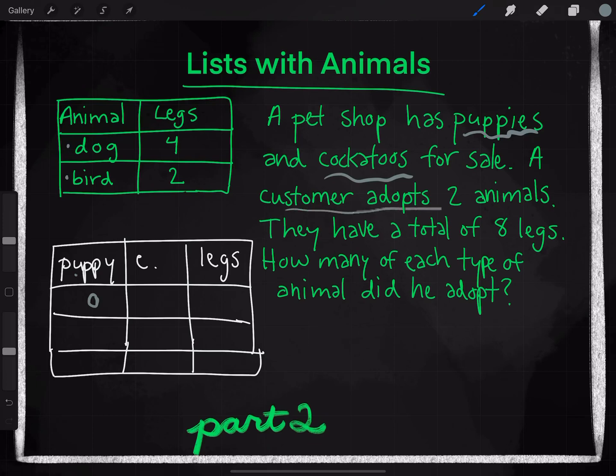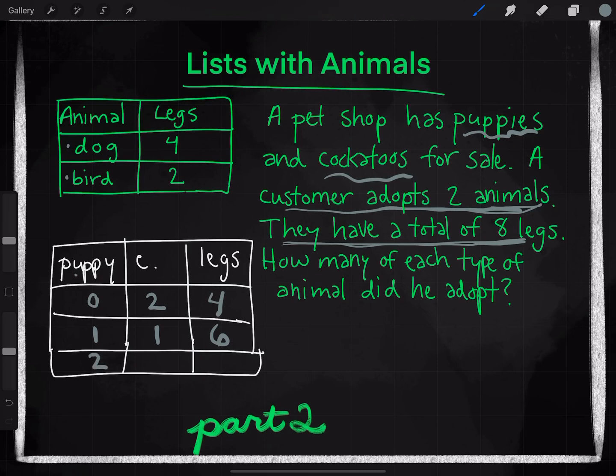The customer adopts 2 animals, so if there's no puppies, that means they adopted 2 cockatoos. So how many legs total is that? Well, you only have cockatoos. Each one has 2 legs. 2 times 2 is 4 legs. But this says they have a total of 8 legs, so that can't be right. So what if you had 1 puppy and 1 cockatoo? Because remember, they're only adopting 2 animals. Well, then the puppy would have 4 legs, and the cockatoo would have 2 legs, so there'd be a total of 6 legs. They have a total of 8 legs, so let's try something else.